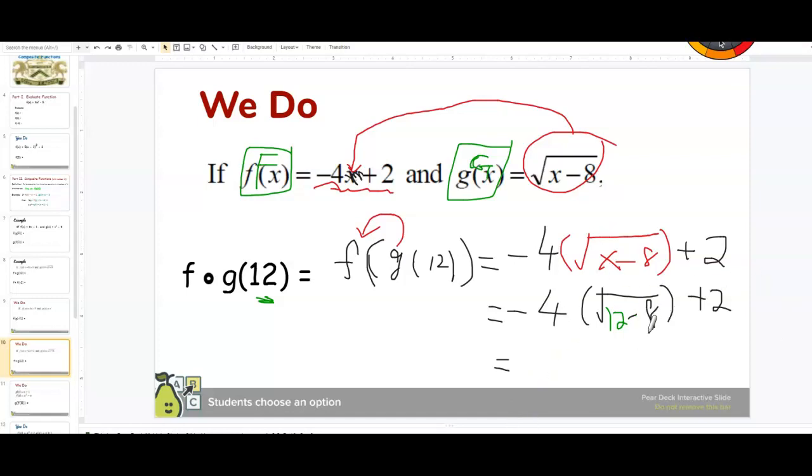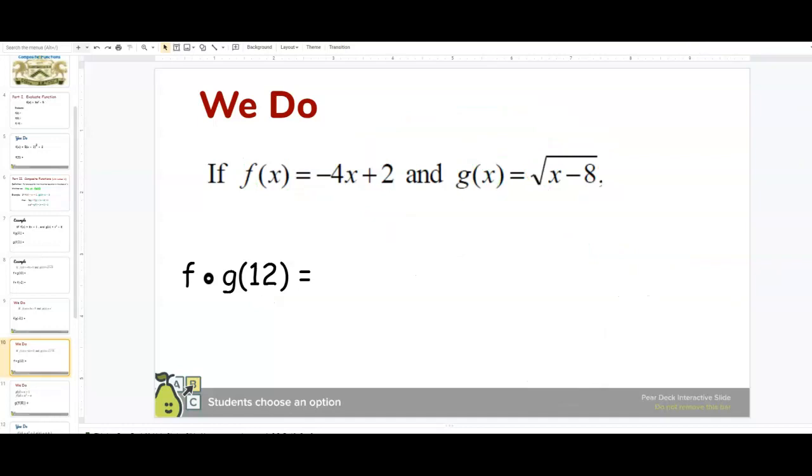It equals, calculate this from the inside of the square root. 12 minus 8 is 4, square root of 4 is 2. So -4 times 2 is -8. -8 plus 2 is -6. And that's it. For this calculation part, you can use your calculator. Okay. Next example.